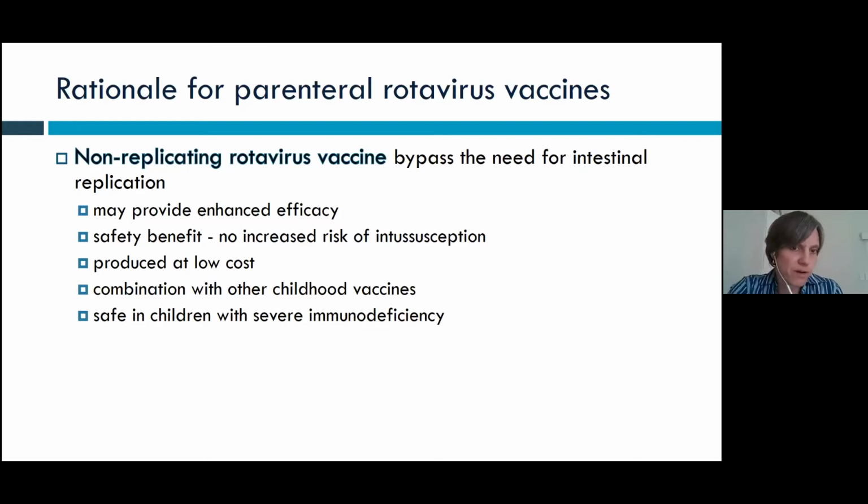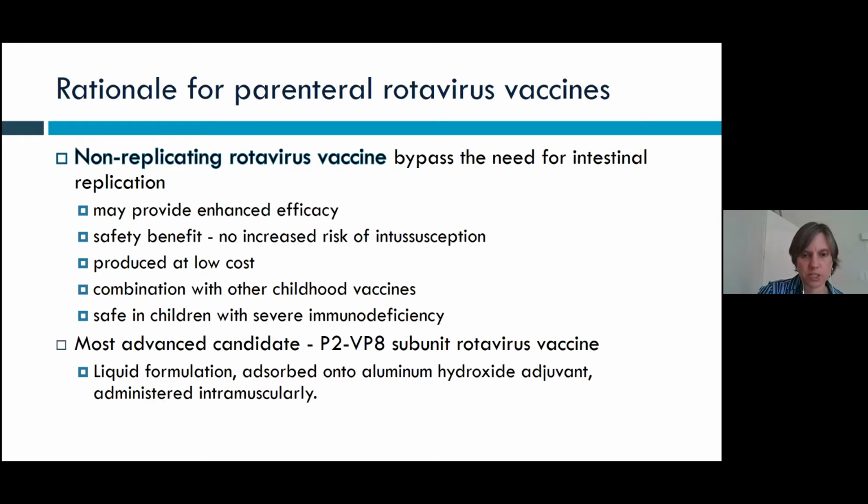And so it may provide enhanced efficacy by bypassing the issues such as the bacterial co-infections and the microbiome. There may be a safety benefit, because there's no replication of the vaccine virus, there would be no increased risk of intussusception. These vaccines can be produced at lower cost. They may potentially be combined with other injectable childhood vaccines into a multivalent vaccine. And because they're not live vaccines, they would be safe in children with severe immunodeficiencies.